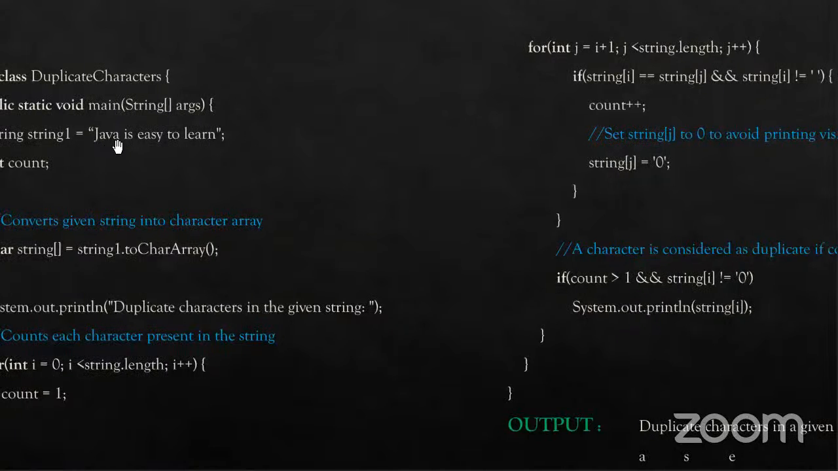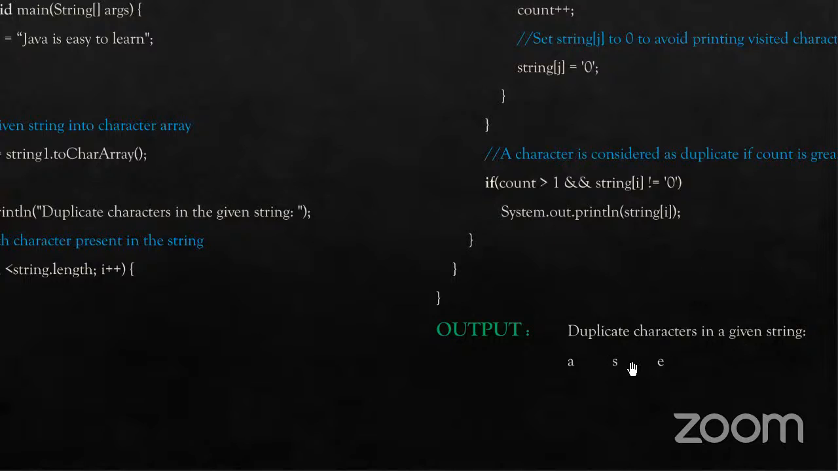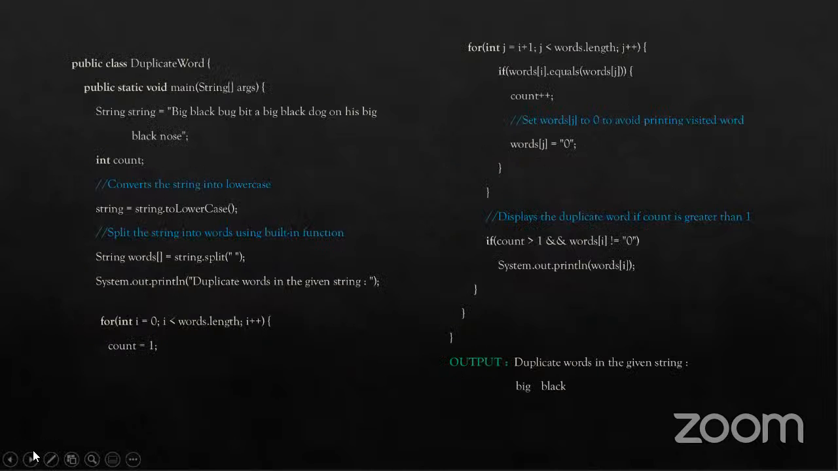Which characters are duplicating? A is duplicating, S is duplicating, and E is duplicating, right? So these three characters, A, S, and E, are the only ones duplicating. So we will get the output as the duplicate characters in the given string: A, S, and E. This will be the output for this program. I think you got this.